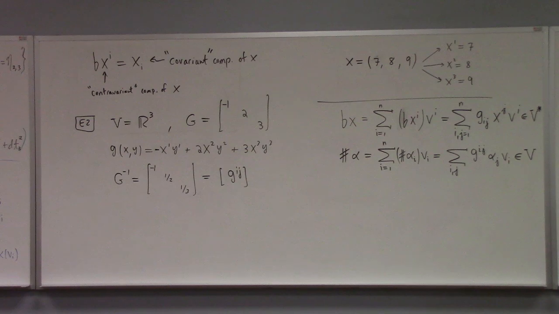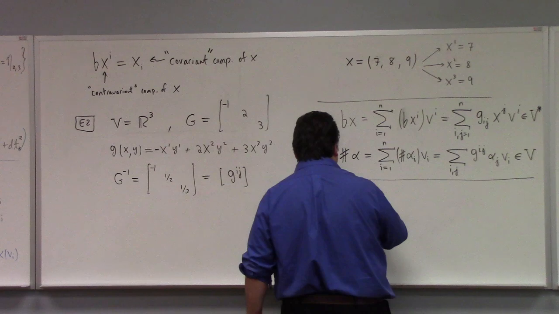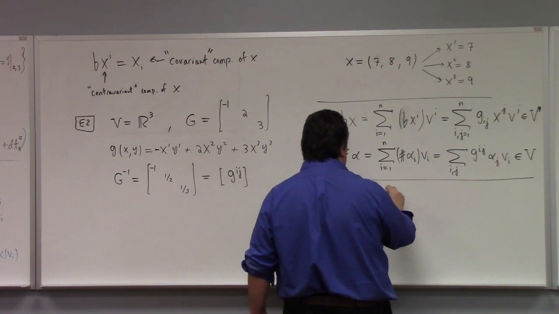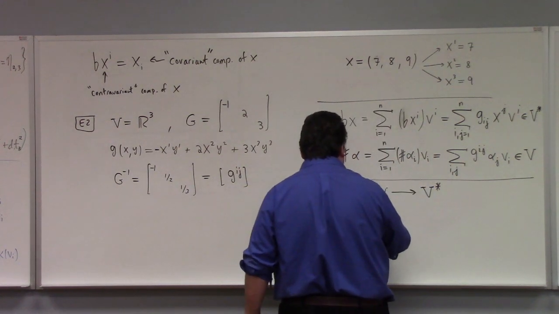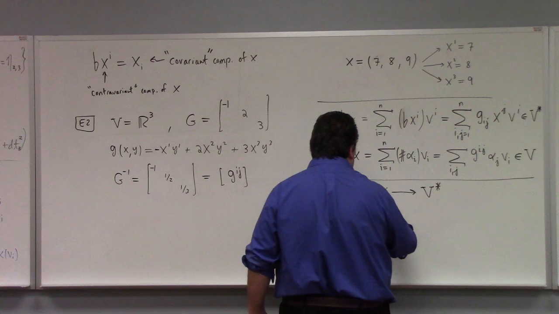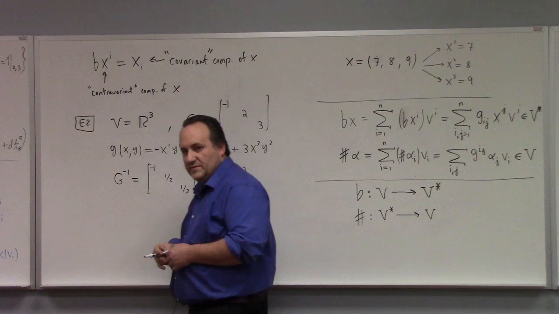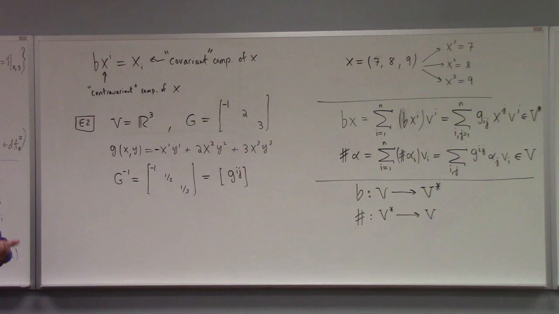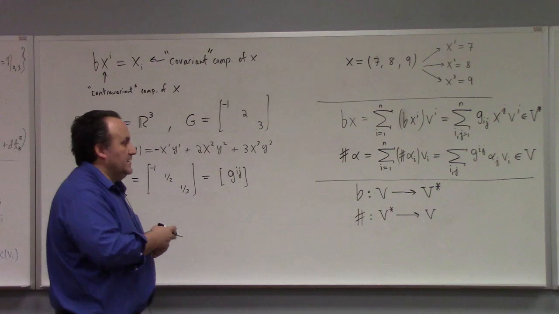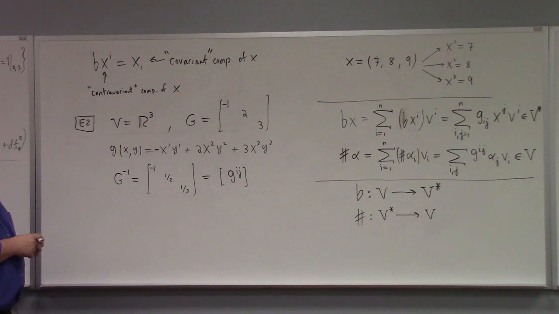Just to stick a fork in it here, flat is a mapping that goes from my vector space to the dual space, and sharp is a mapping that goes from the dual space back to the vector space. My claim is that both of these maps are isomorphisms. More than that, they're isomorphisms which naturally play together with the metric involved. Now that I've finished giving you the definitions, let's continue on with our example.